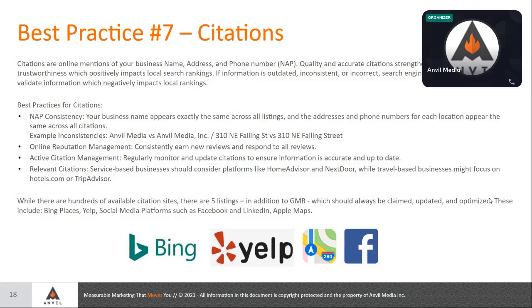When it comes to your citations, the number one best practice is NAP consistency. NAP stands for your name, address, and phone number. We want to make sure that the business name appears exactly the same across all of your listings, and that the address and phone number for each location appear the same across all citations.